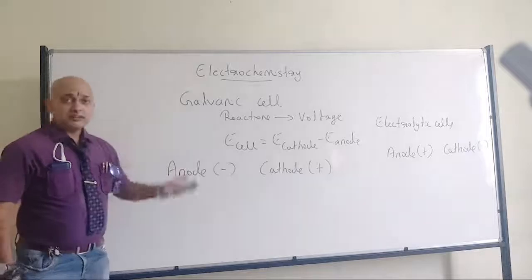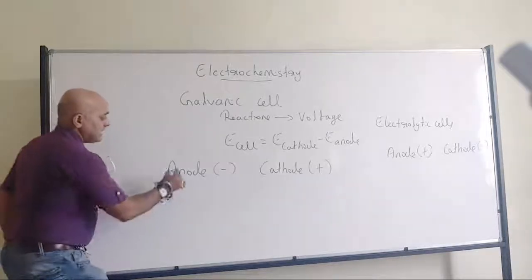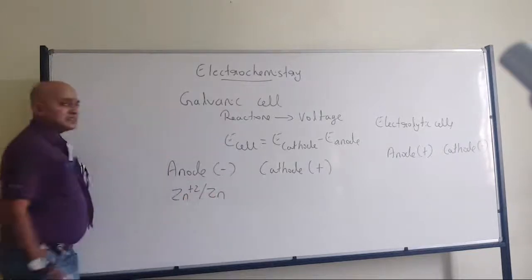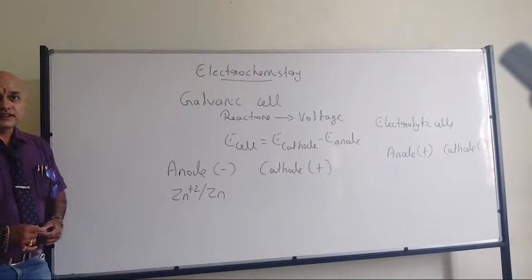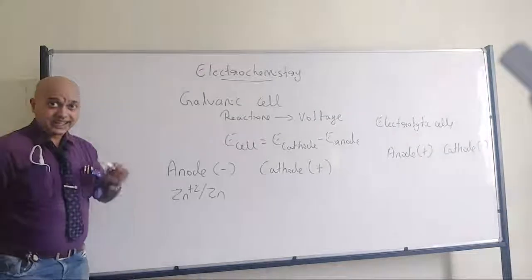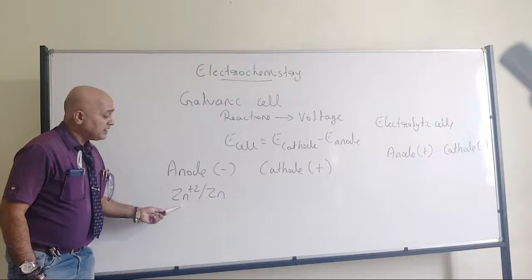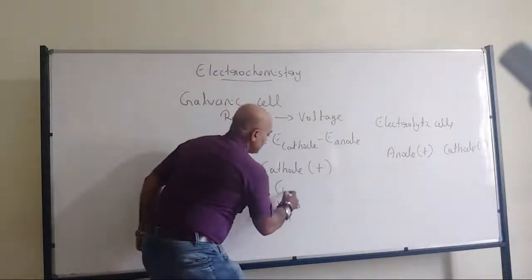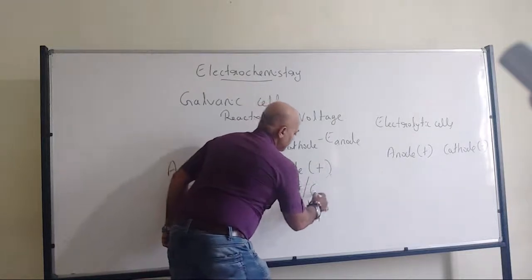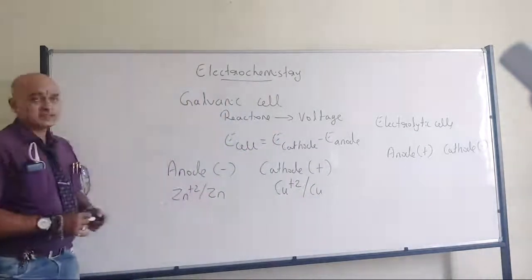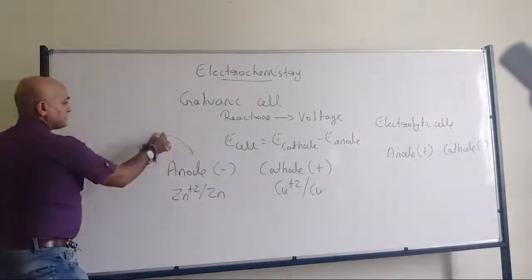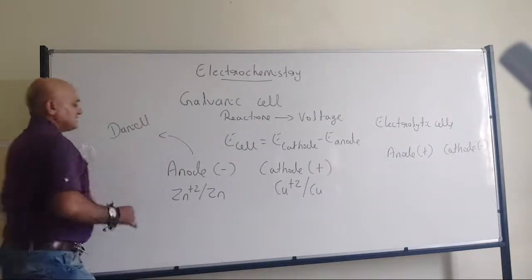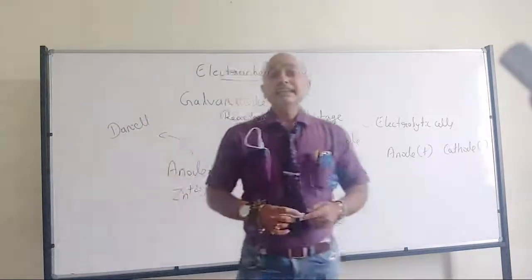A galvanic cell will be called a Daniell cell when I am using at anode zinc ion (Zn2+) and zinc as a redox couple, and at cathode copper ion and copper as the redox couple. So only under this condition can I say it is called a Daniell cell.